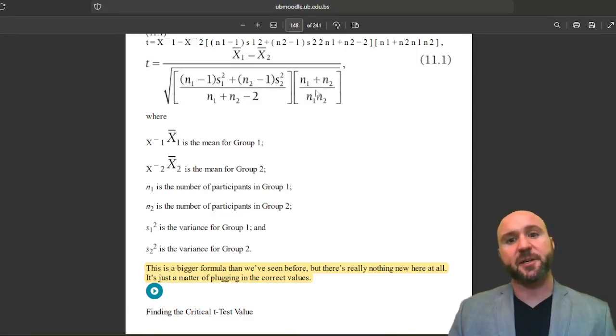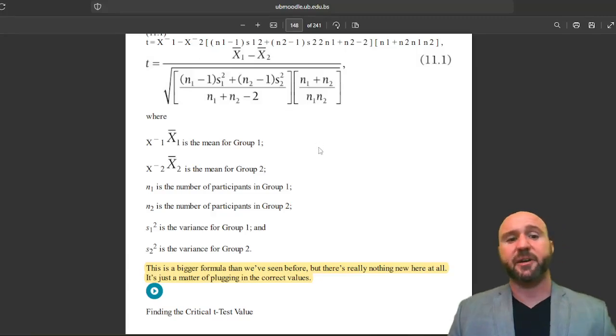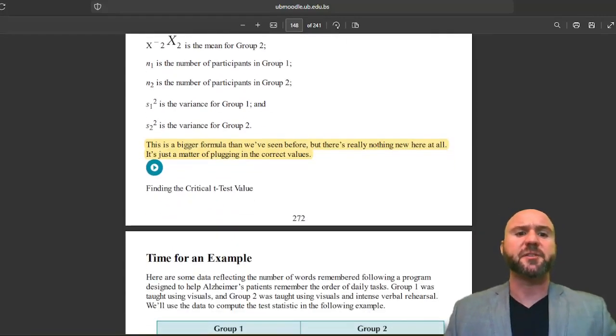Sample size plus sample size divided by sample size times sample size times. So it gets very complex. And believe me, you can do this all by hand. If you had a sample size of 100, you kind of don't want to do that because you have to calculate all of this kind of stuff. It becomes very complex. But this is a bigger formula than we've seen before, but there's really nothing new here.